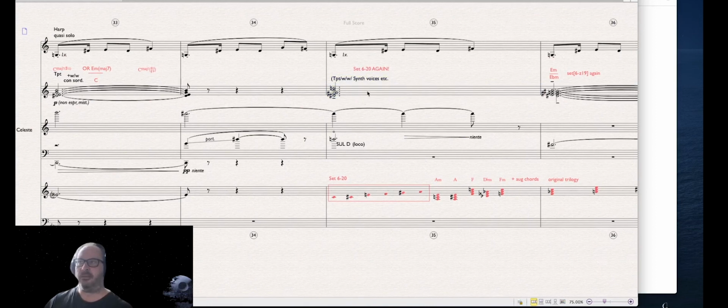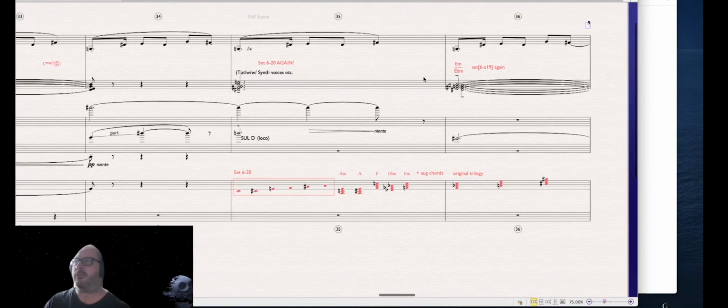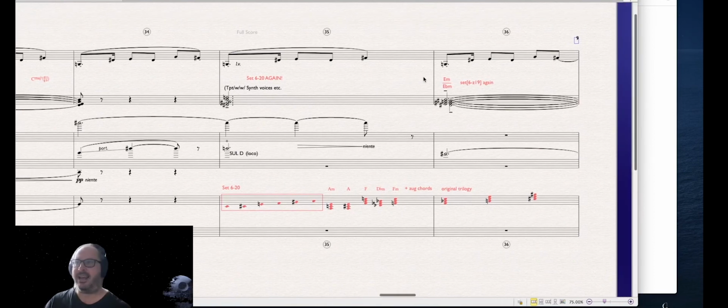I've pointed out that we've got 6-20 again, this hexatonic set, and this is why I actually go into it. It relates to the original trilogy in that regard, that you have those thirds, the tertiary relationship, which is one of the main thrusts of film music harmony. Chords that go up a third, tonal centers that go up a third. It's very much part and parcel of the DNA of music.